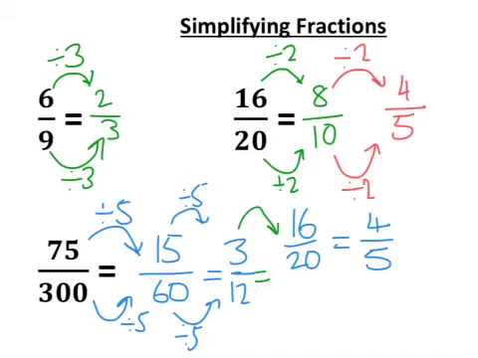I can divide 3 by 3, and I can divide 12 by 3. So 3 divided by 3 is 1. 12 divided by 3 is 4. So the answer here is 1/4. And so we have simplified 75 out of 300 down to 1/4. We found the equivalent fraction and made the numbers as small as possible. We've simplified the fraction.